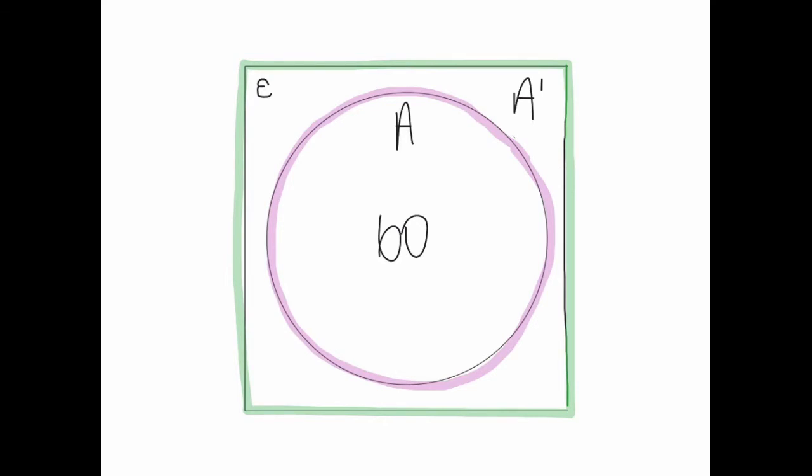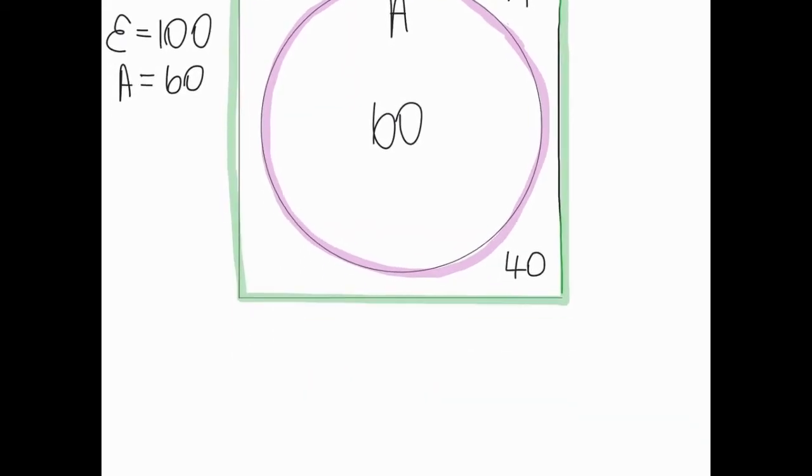So 100 that I know is a universal set, so I'm going to put that here. I'm going to put A is 60. So 100 minus 60 gives me 40. There are 40 people in my complement of A, or my not A. So they will go outside in the not A space. I can see that there are 60 and 40, which gives me a total of 100, matching my universal set.